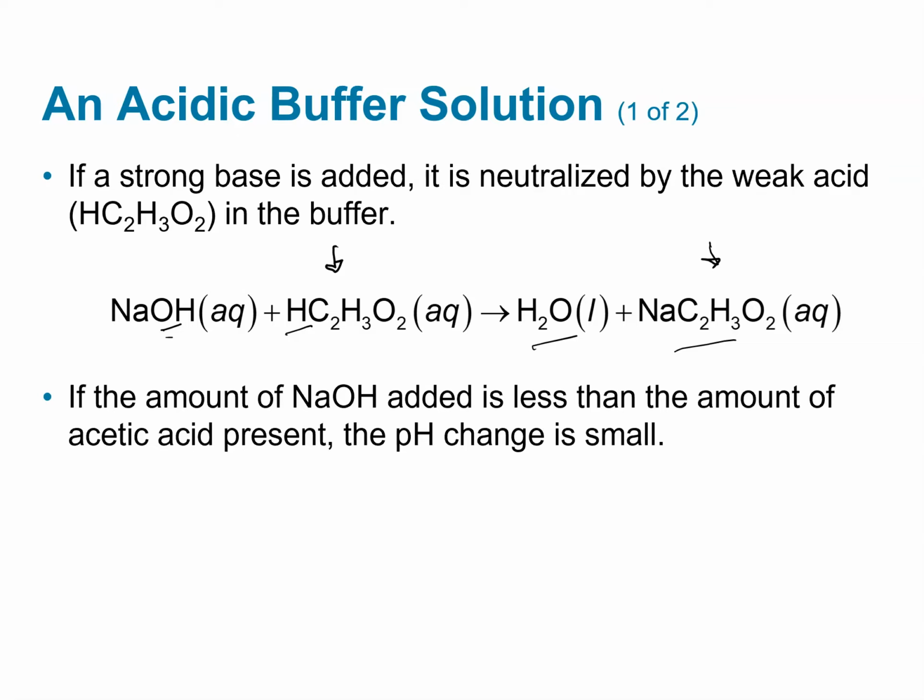Now, the caveat to this is the amount of sodium hydroxide that is added has to be less than the amount of acetic acid present, because if you have more sodium hydroxide than acetic acid, it will completely consume the acetic acid. You will no longer have acetic acid in solution, and the remaining hydroxide will directly affect the pH. But as long as the amount of hydroxide being added is less than our acidic buffering component, it's going to resist that change to pH.